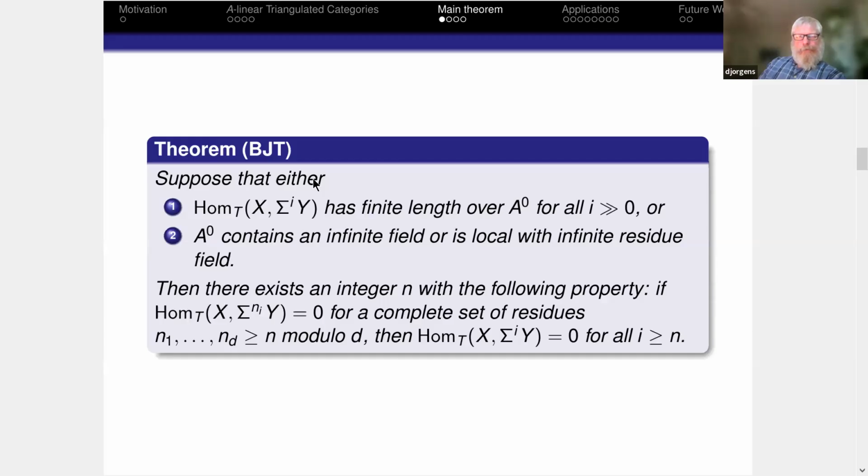And assume either that these Homs from X to shift IY have finite length over A0 for all sufficiently large I, or assume that the 0th degree component of A0 contains an infinite field or is local with infinite residue field, either of these two assumptions. Then the conclusion, this is the asymptotic vanishing part, is that there exists an integer n with the following property.